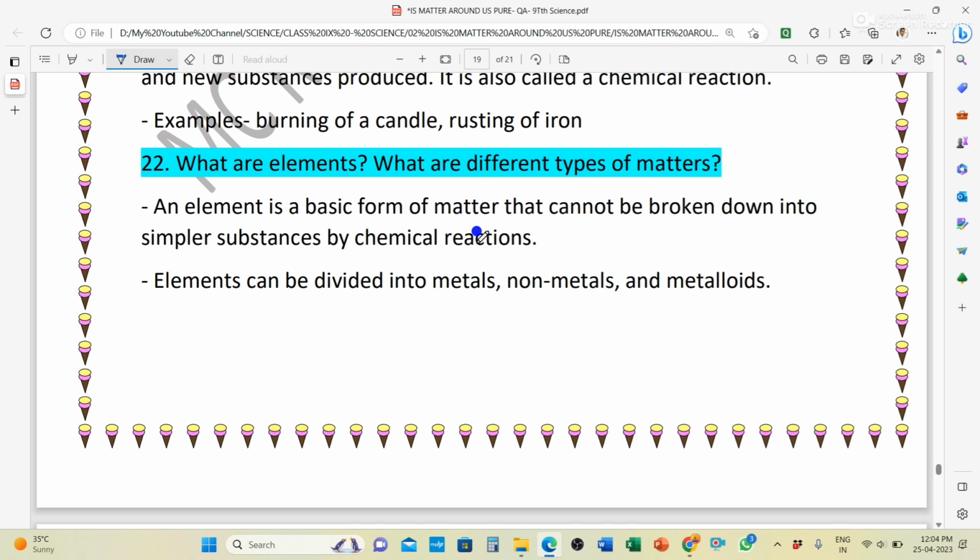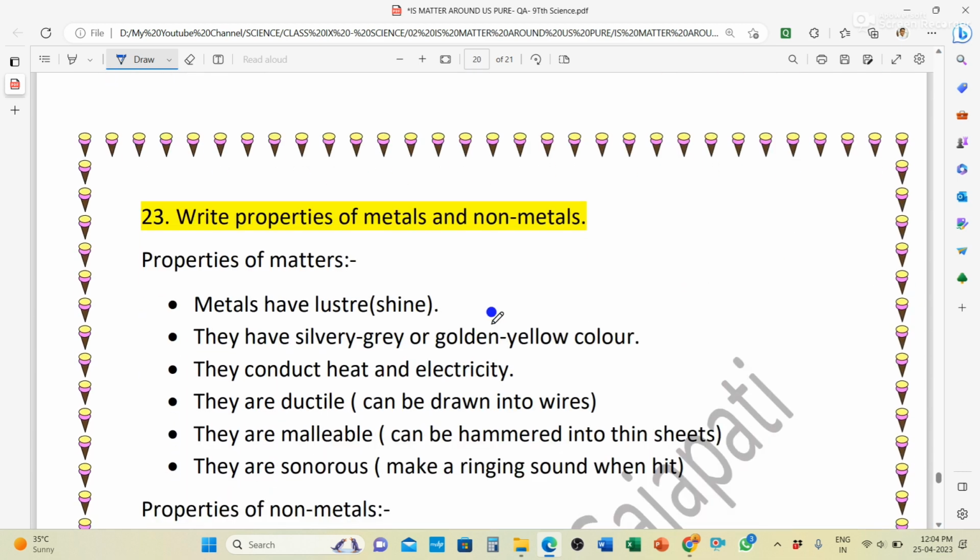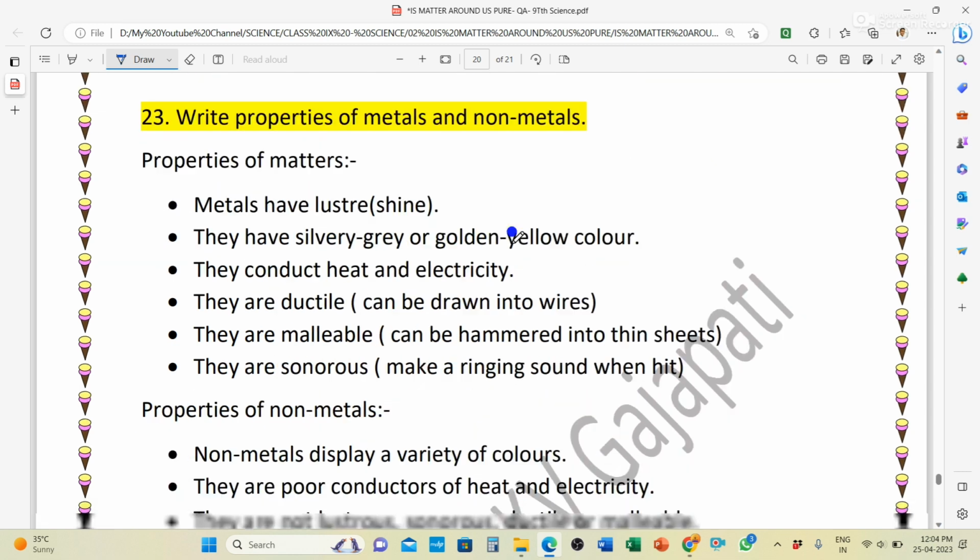An element is a basic form of matter that cannot be broken down into simpler substances by chemical reactions. Elements can be divided into metals, non-metals and metalloids. We will discuss them more in the next video, the next chapters. Then write properties of metals and non-metals. So properties of metals.